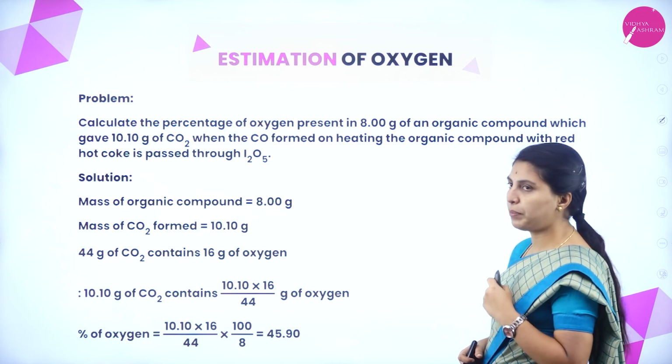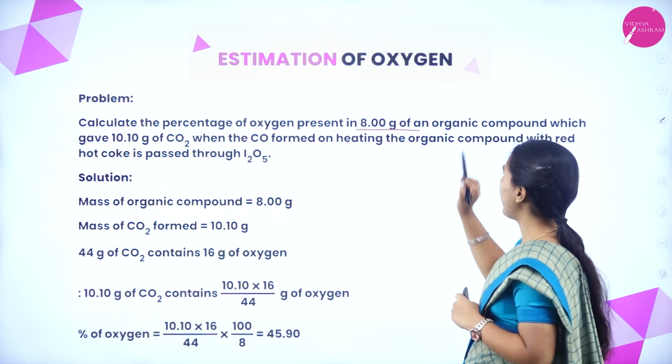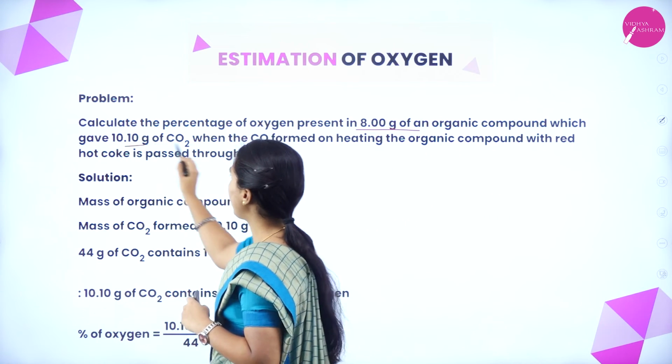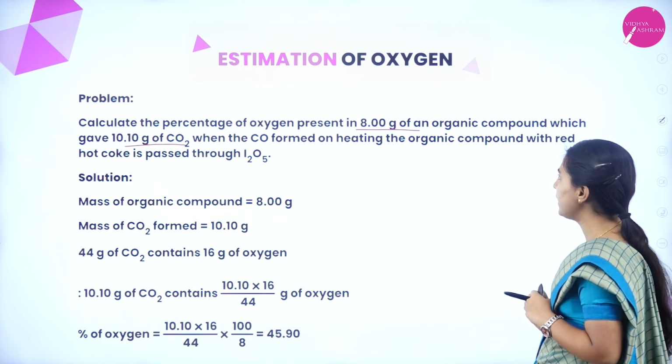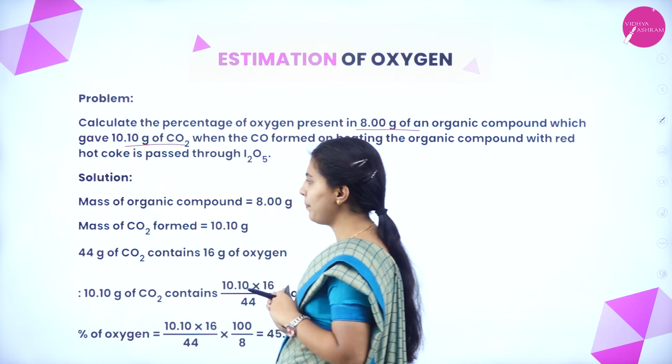So, we will see one of the problems. Calculate the percentage of oxygen present in 8 gram of an organic compound which gave 10.10 gram of carbon dioxide when the carbon monoxide formed on heating the organic compound with red hot coke was passed through iodine pentoxide.